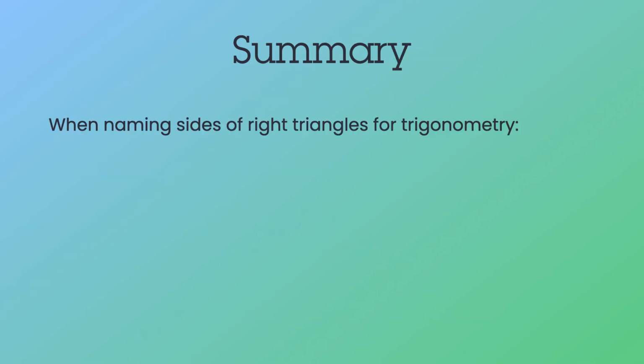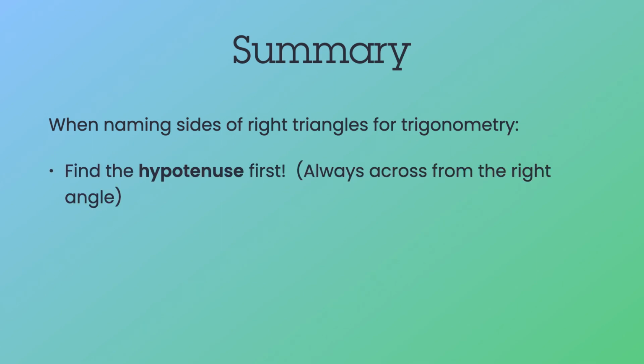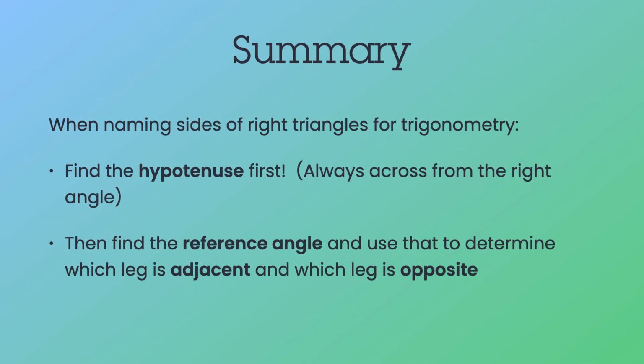So to summarize, when you're naming sides of a right triangle to get ready for trigonometry, always find the hypotenuse first. It's always across from the right angle. It never changes, even when your reference angle changes. Then look for your reference angle and use that to determine which leg is the adjacent side and which leg is the opposite side.